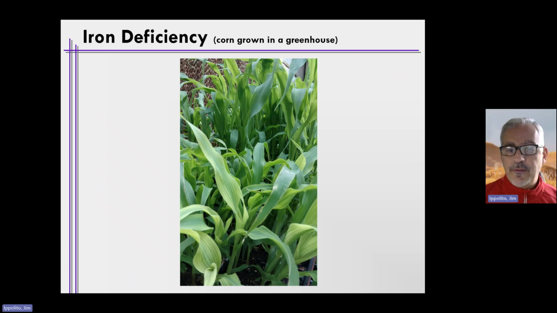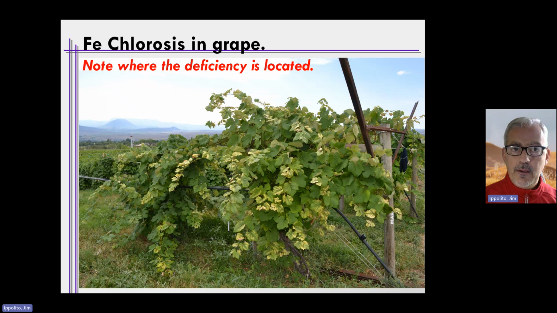And you might note where you see the deficiency symptom. We're going to talk about that in this video. So this is iron chlorosis in grape in the Western United States. You can see the deficiency symptom: there's intraveinal chlorosis in new growth. And you can tell it's new growth because the old leaves are really, really large and the new leaves are not. They're still forming. More importantly, with respect to where the deficiency is located, like the previous slide, the deficiency is located in newer leaves.